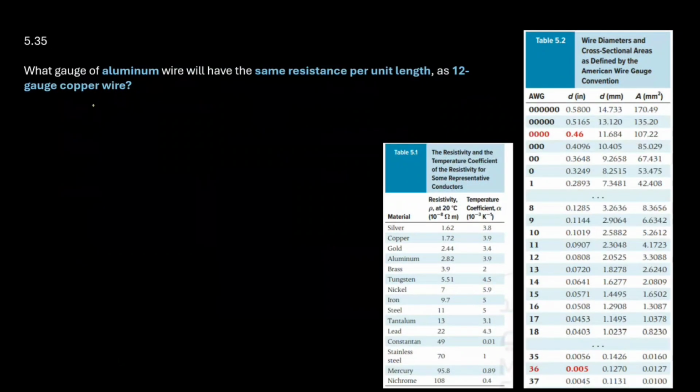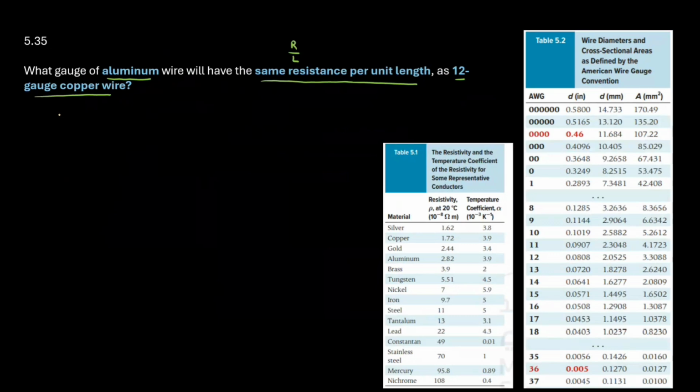Question 5.35. What gauge of aluminum wire will have the same resistance per unit length as 12 gauge copper wire? So here in this question you have two different kinds of wire, one made up of aluminum and the other made up of copper, and they have the same resistance per unit length. And we need to find what gauge of aluminum wire will have the same resistance per unit length as 12 gauge copper wire.